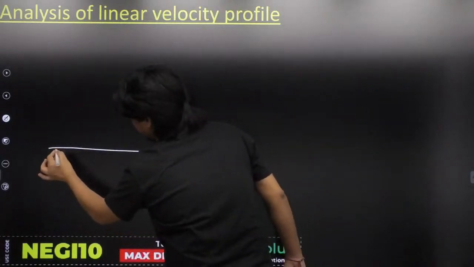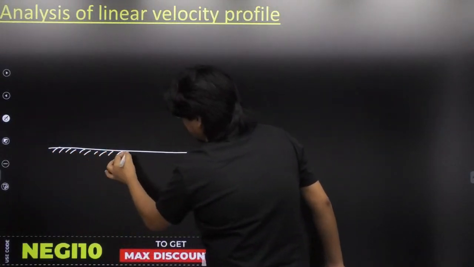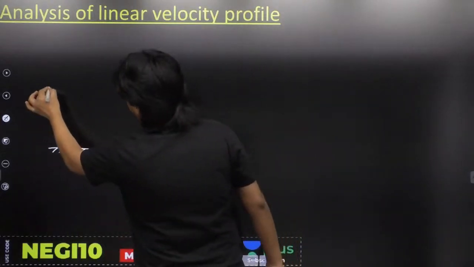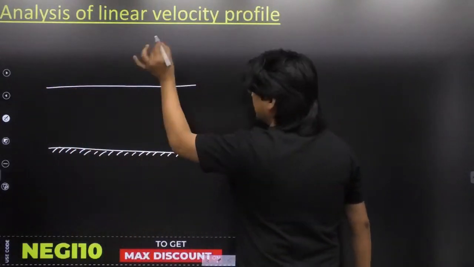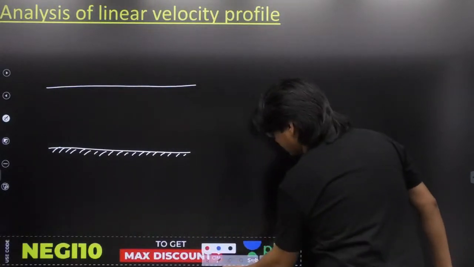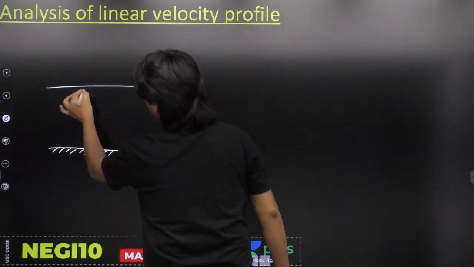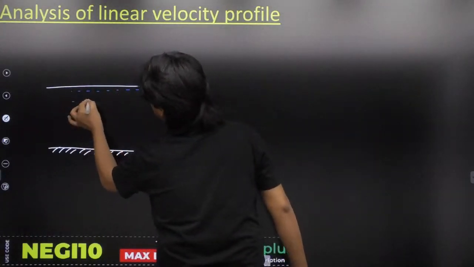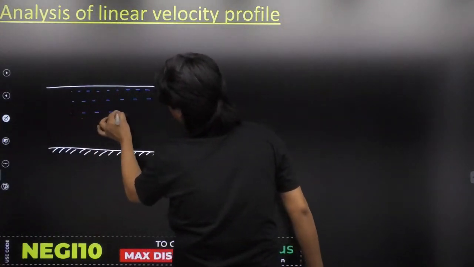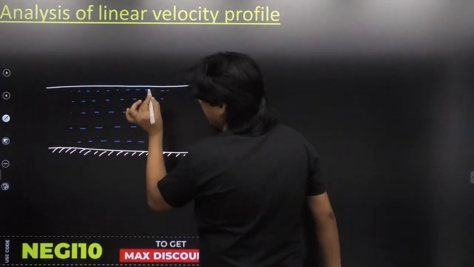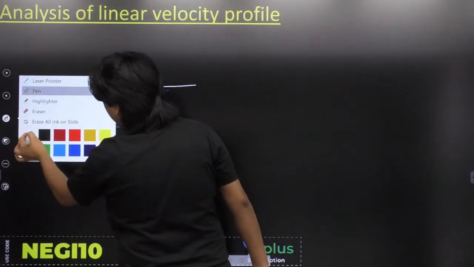Let me say this is the fixed plate. Let me say this is the movable plate. And let me say I'm having some liquid layers in between. Fine. Now look at here.